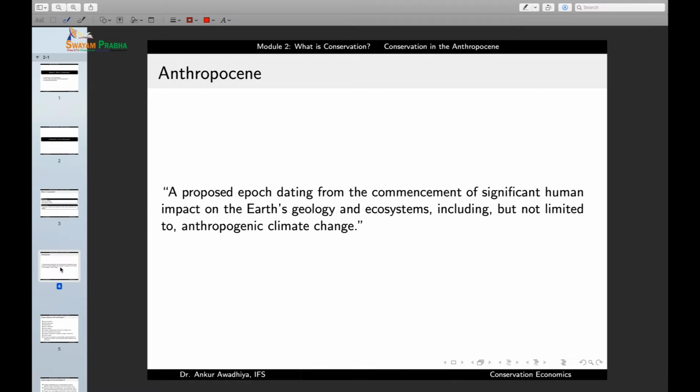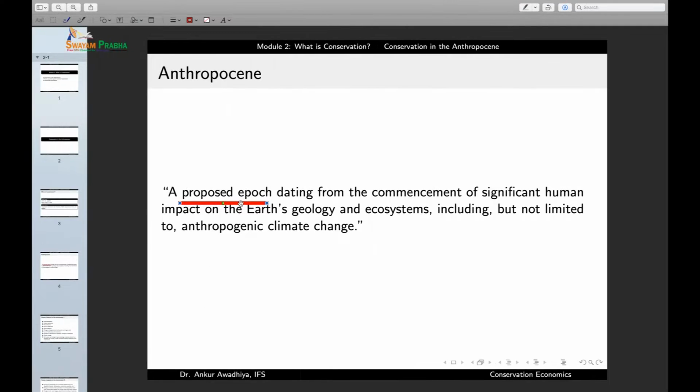Now, when we say conservation in the Anthropocene, what is Anthropocene? Anthropocene is a proposed epoch. Now, what is an epoch? An epoch is a time period in the history of Earth. So, Anthropocene is a proposed epoch which dates from the commencement of significant human impact on Earth's geology and ecosystems, including but not limited to anthropogenic climate change.